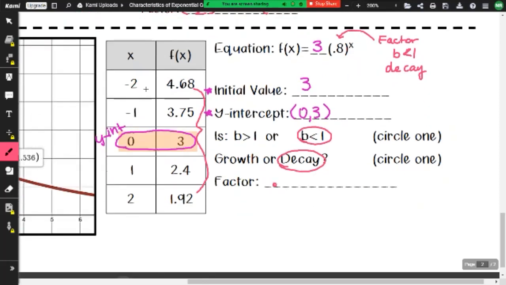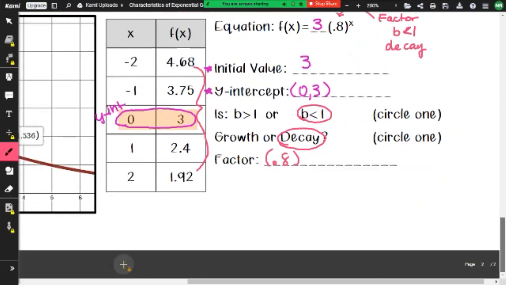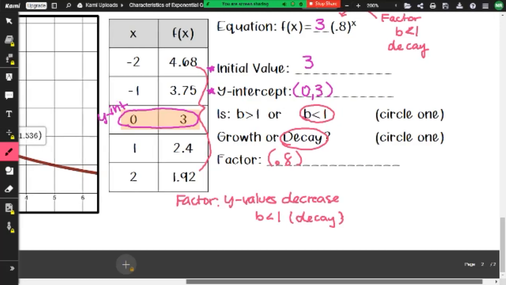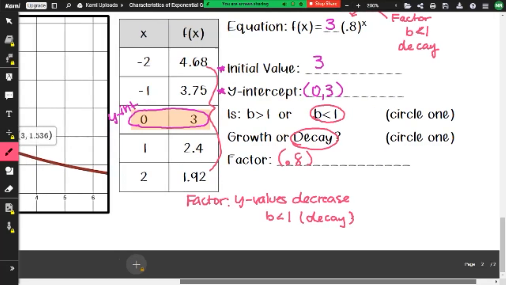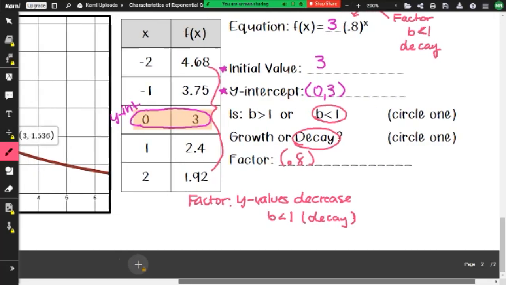Okay. So let's go ahead and write that 0.8 here. Don't have to convert it again. Factor. Y values decrease. So B is less than 1. We see decay. And tomorrow we're actually going to be interpreting these graphs. So you'll get a better feeling or a meaning behind all of the numbers. I mean Monday. Sorry. I didn't want to come in either.